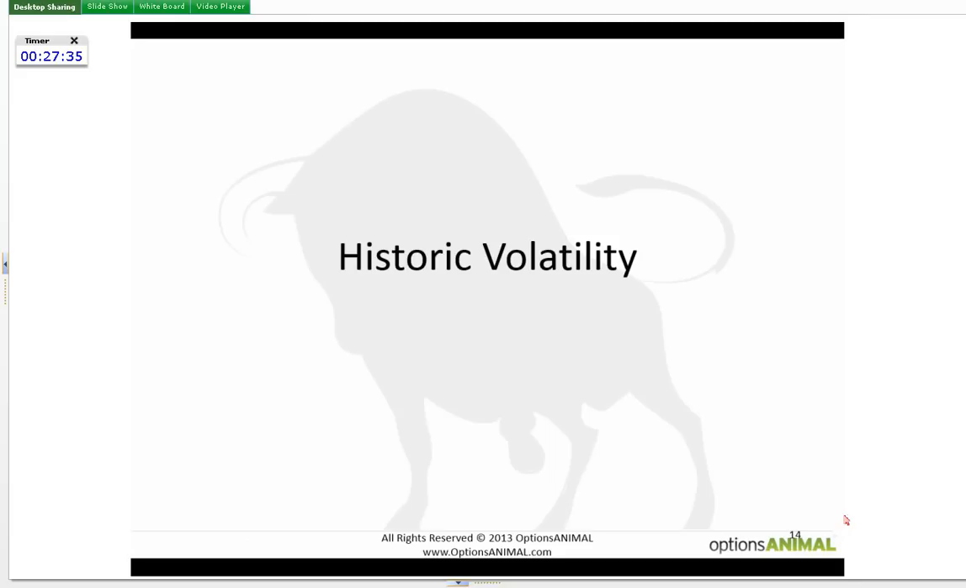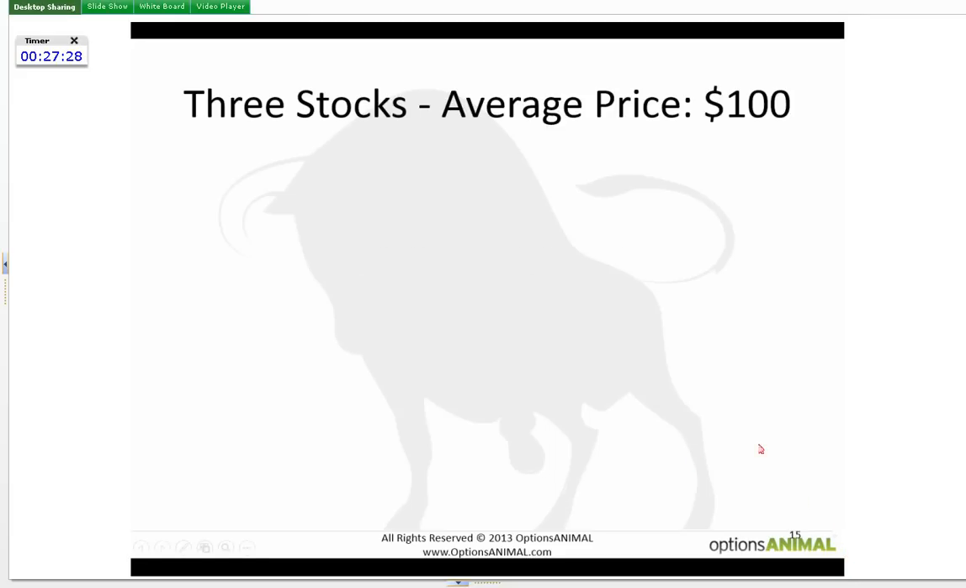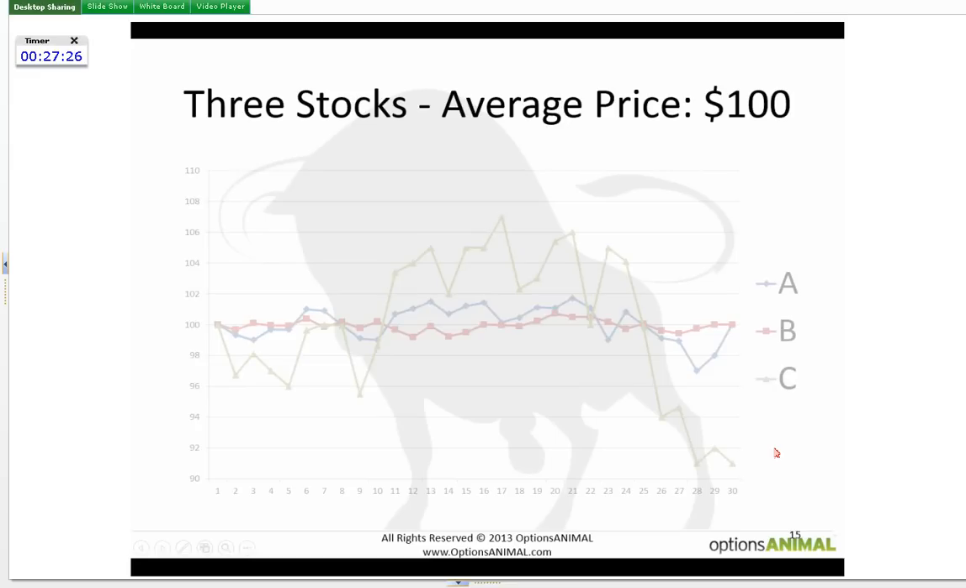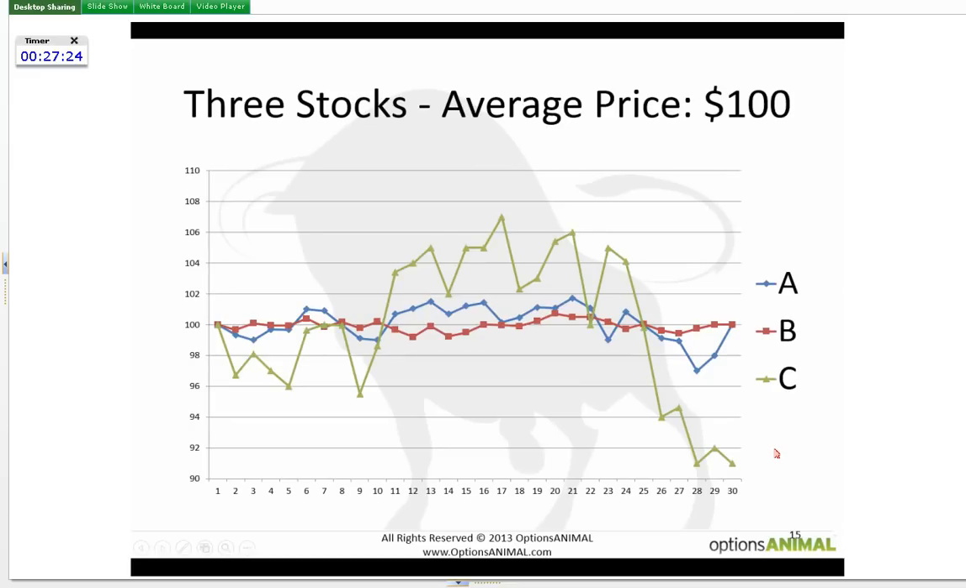So we're going to talk, I'm going to come back to implied volatility, but I want to talk a little bit about historic volatility first. So here's three imaginary stocks. Three imaginary stocks that are trading over the course of 30 days, and the average on all three of these is 100. So which one has the highest volatility?